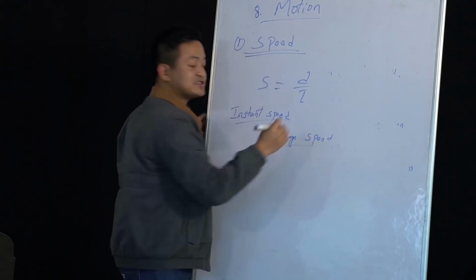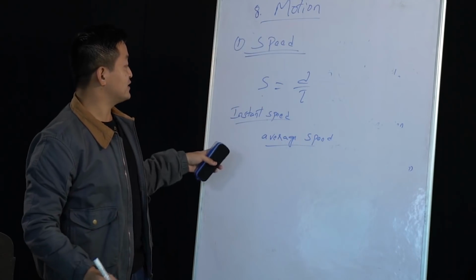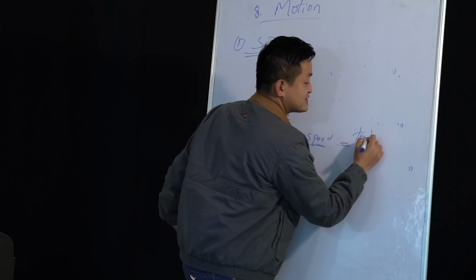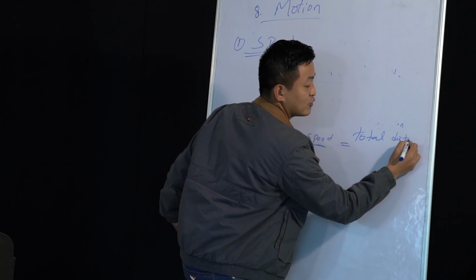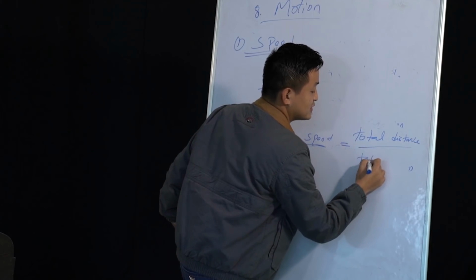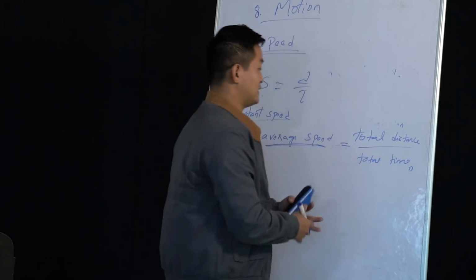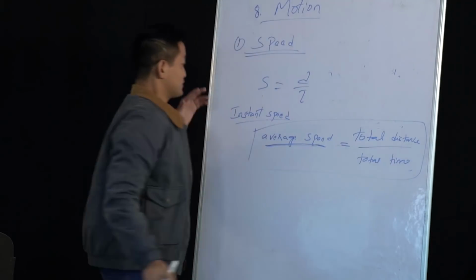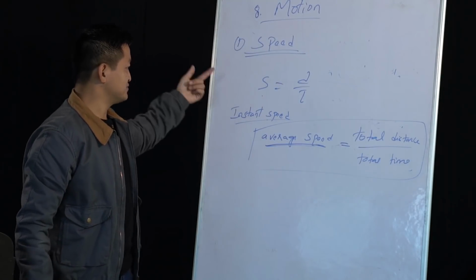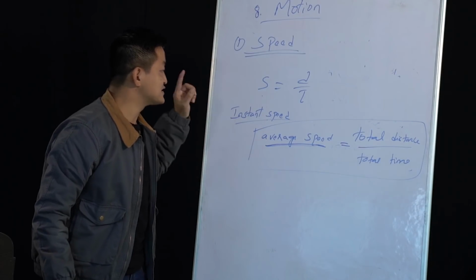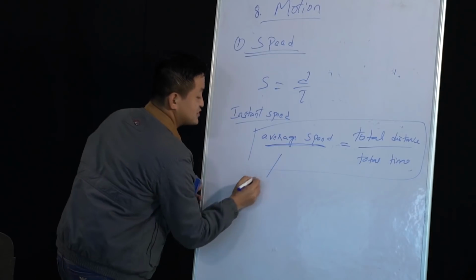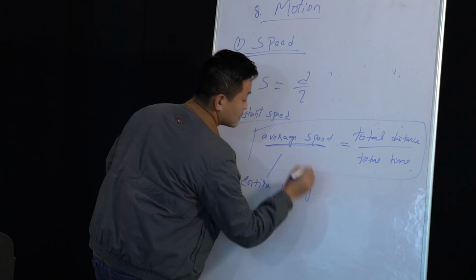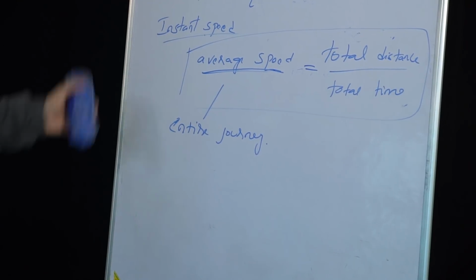Clear? Average speed. For a non-uniform speed, we will have to find the average speed, which is total distance by total time. Clear? So this will be the formula for average speed. In other words, this would be the speed for an instant, and this would be the speed for the entire journey. Average speed is the speed for the entire journey. So regarding this, let's solve one numerical problem.